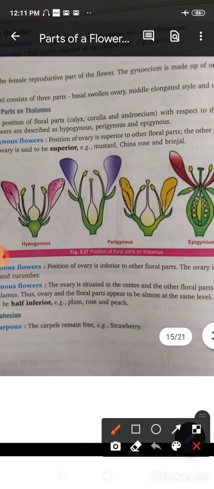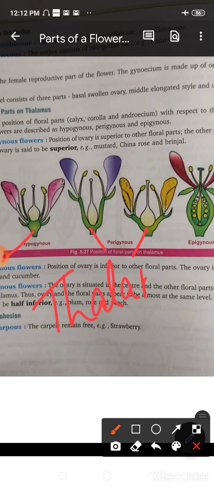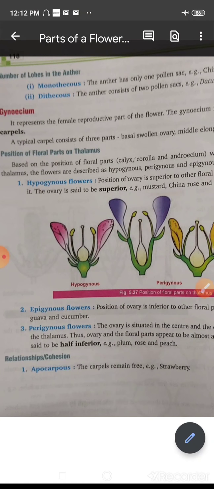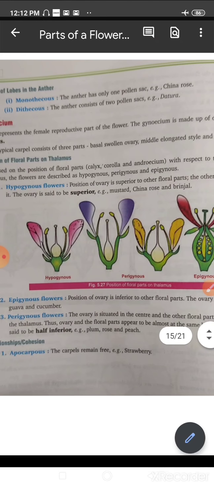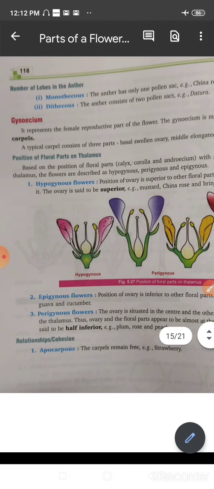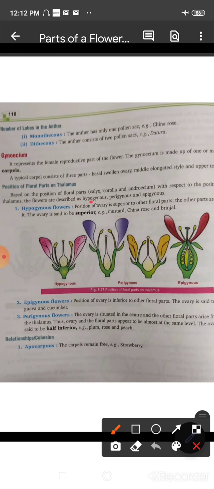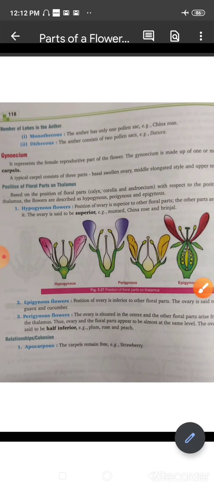Now, position of the floral parts on the thalamus, right? Now if you look at this structure here, this green part, that is the thalamus, right? Now how is the carpel arranged on the thalamus, right? That is what we will talk about. So it says here, based on the position of the floral parts, that is calyx, corolla, and androecium, with respect to the position of the ovary, thalamus, the flowers are described as hypogynous, perigynous, and epigynous. Now let's see what they are.